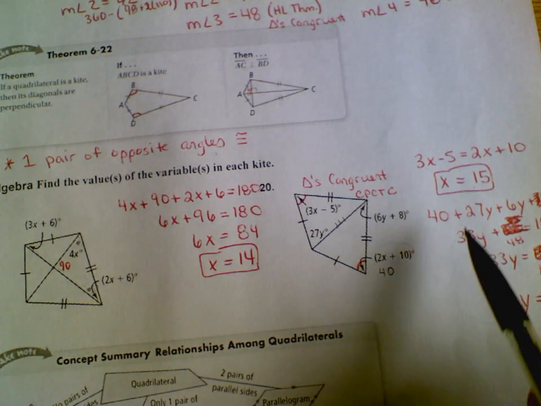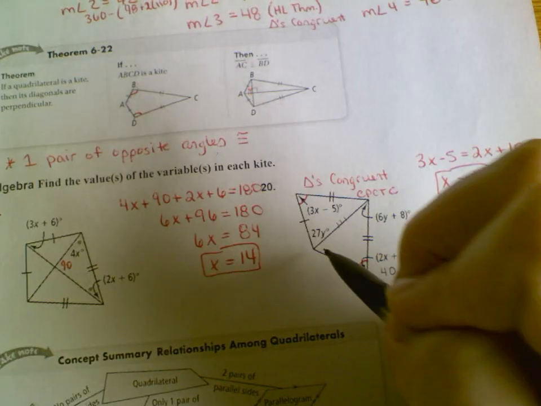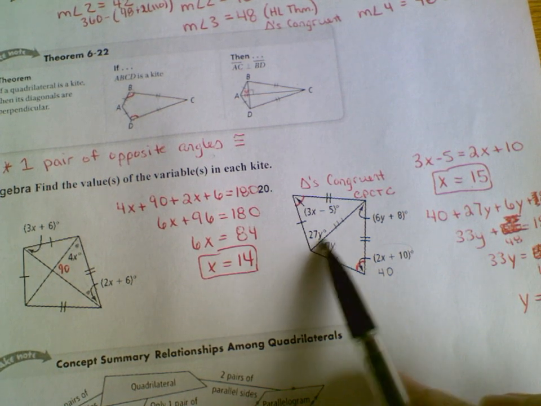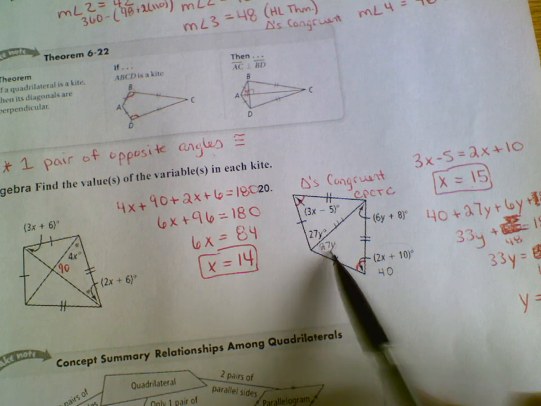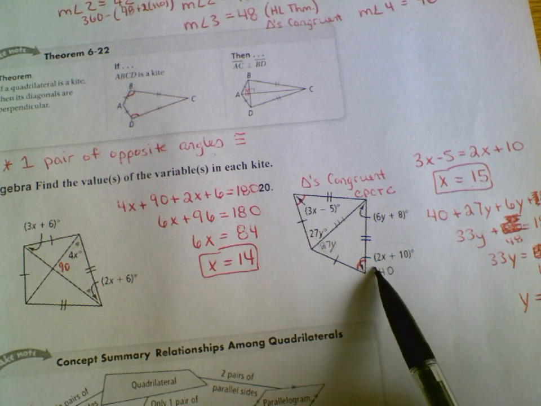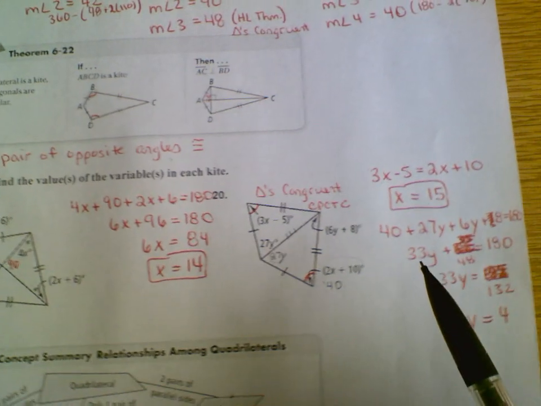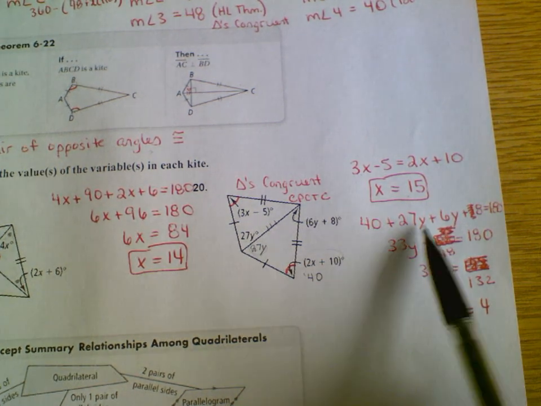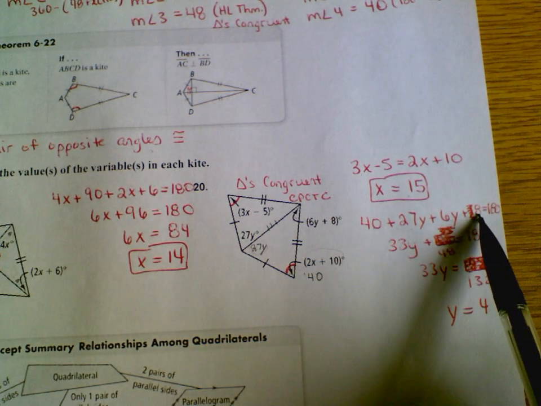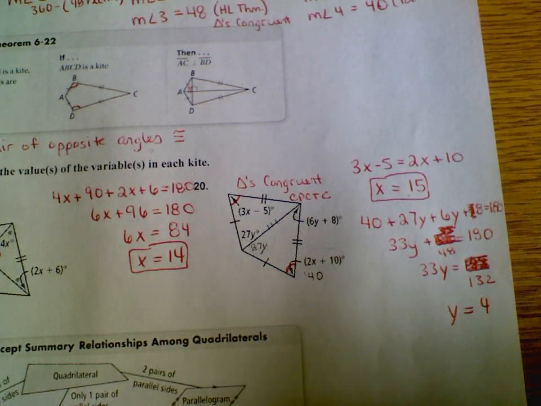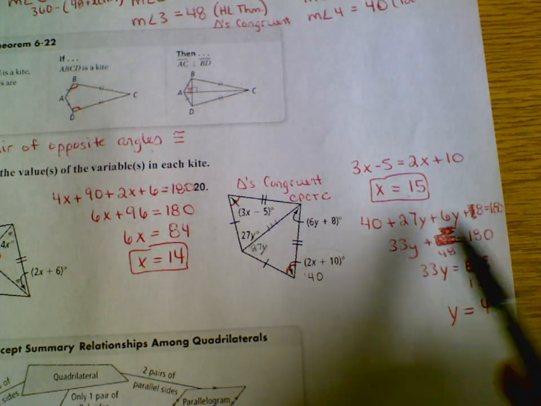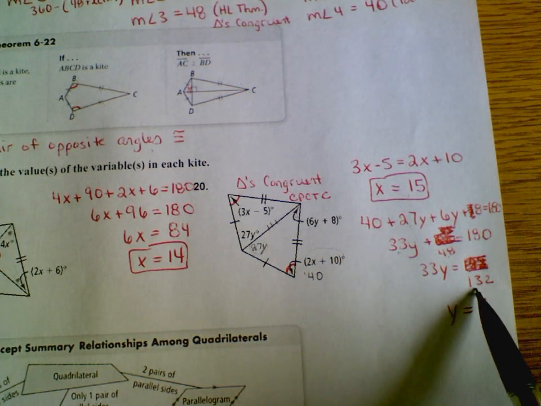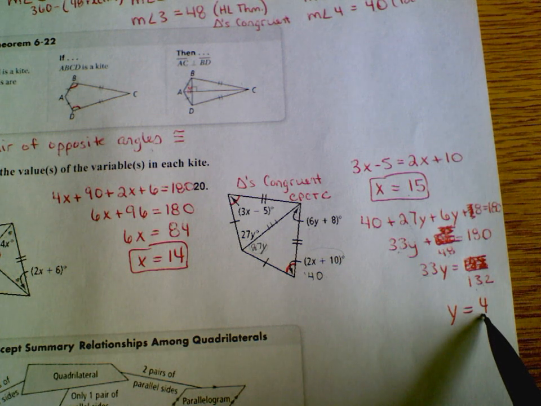And since I have congruent triangles, I know that this angle is also 27y, so I added all three angles to equal 180. So I did 40 plus 27y plus 6y plus 8 to equal 180. And then I solved it. I combined my like terms and got 48 plus 33y, subtracted 48 and got 132, and then divided by 33 to get y equals 4.